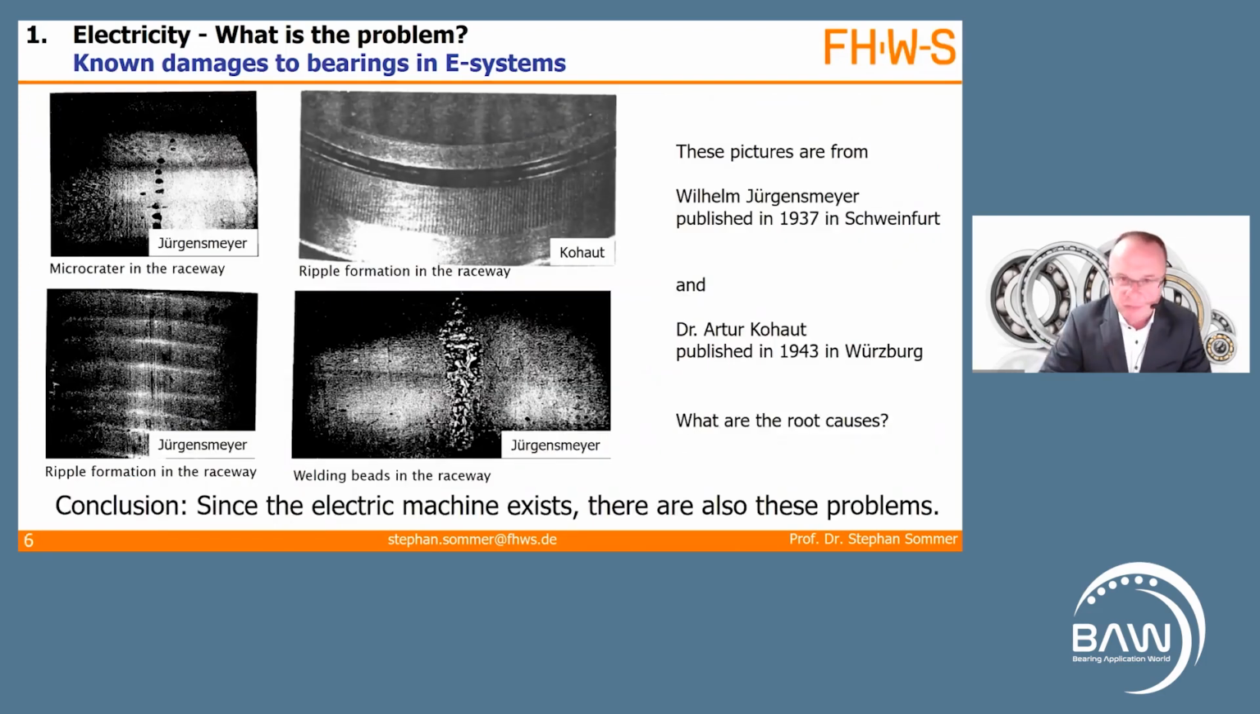If we go back in history, we see that our ancestors had the same problems. Here, Wilhelm Juergensmeyer published micro craters, ripple formation, and welding beads in 1937 in Schweinfurt. This is almost 100 years ago. Or Mr. Kohaut published in 1943 in Würzburg a habilitation thesis on ripple formation. So since the electric machine exists, there are also these problems.